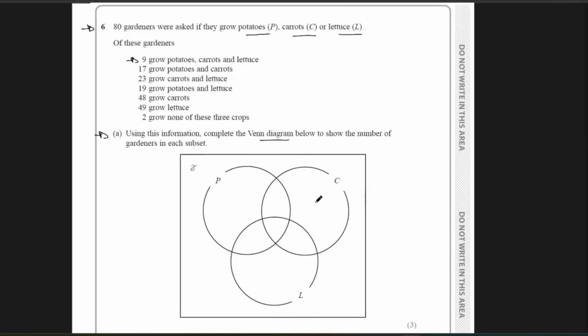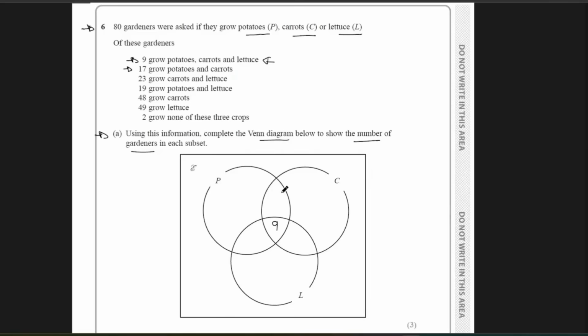So we have a Venn diagram and we have 3 subsets. P for potatoes, C for carrots, L for lettuce. And we need to complete the Venn diagram, and we need to show the number of gardeners in each subset. 9 gardeners grow potatoes, carrots, and lettuce. So we need to find the subset where all 3 circles overlap, and this is the place. So this is the intersection of all 3 circles, potatoes, carrots, and lettuce. 9 gardeners there.